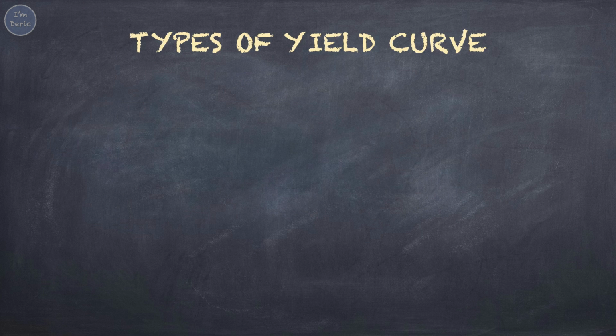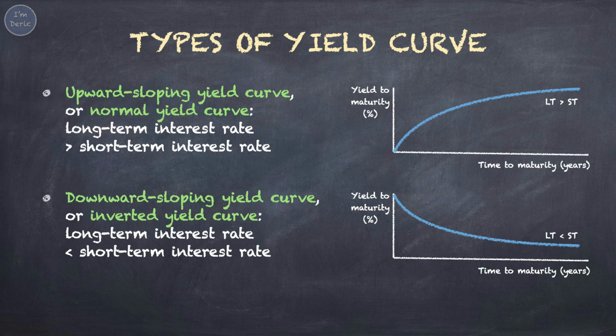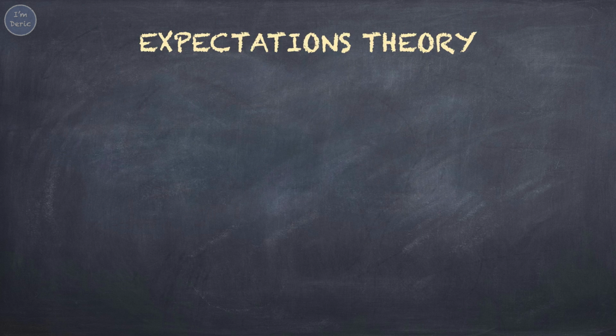There are two types of yield curve. First type, upward sloping yield curve or normal yield curve. That's when the long-term interest rate is higher than the short-term interest rate. Second type, downward sloping yield curve or inverted yield curve. That's when the long-term interest rate is lower than the short-term interest rate. There are three theories used to explain the term structure of interest rate: expectations theory, market segmentation theory, and liquidity preference theory. The first, expectations theory.